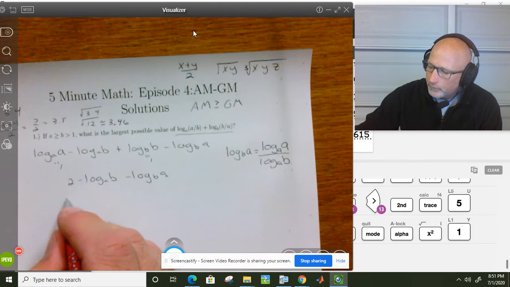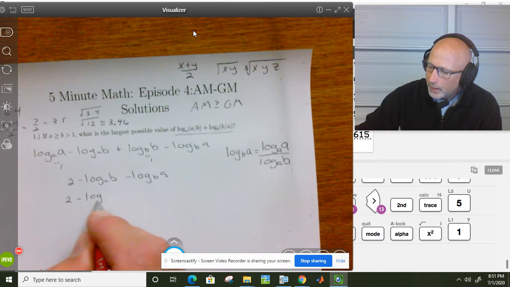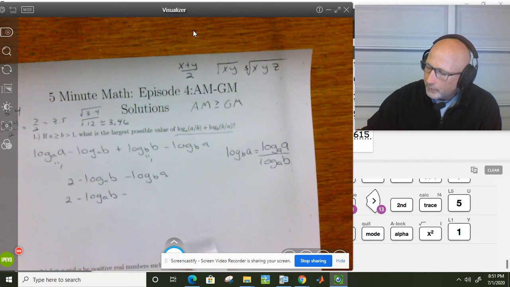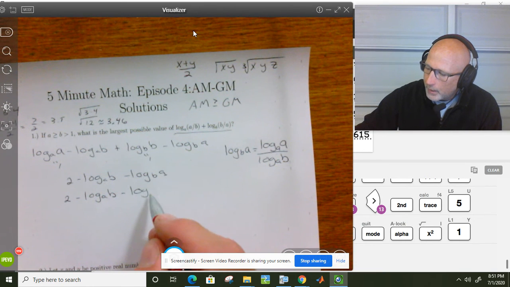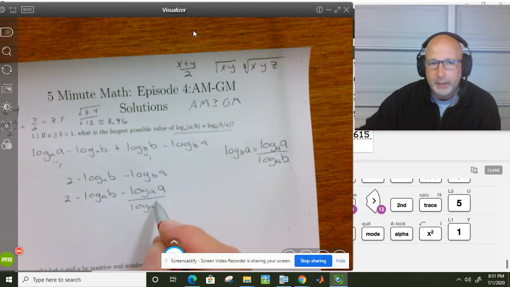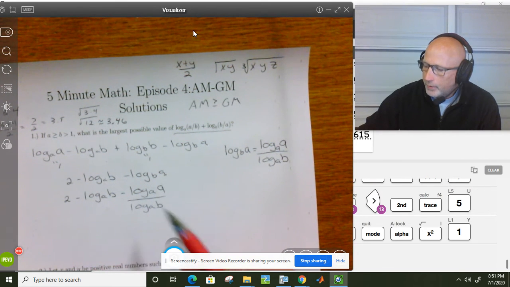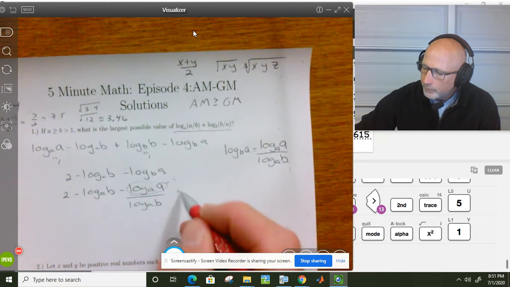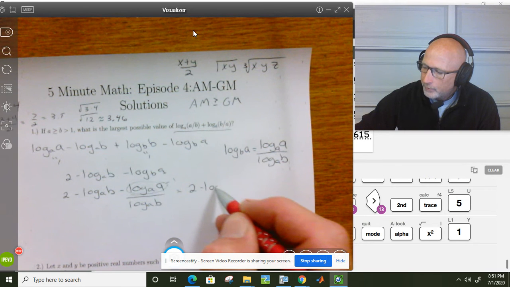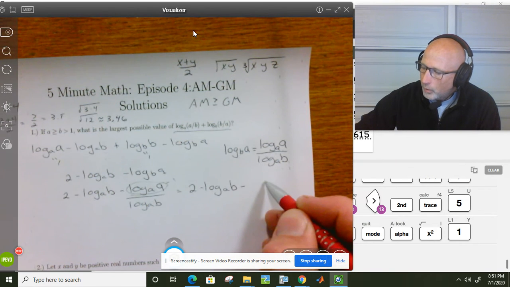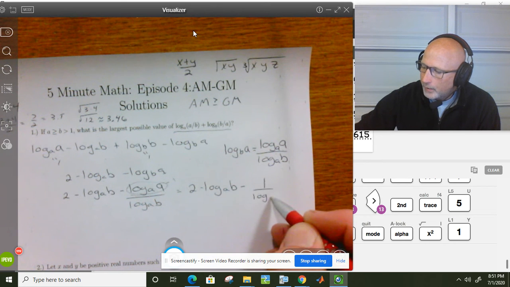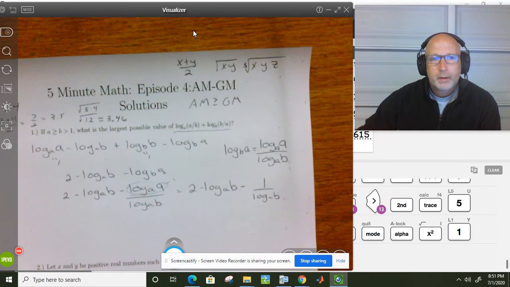So this turns out to be 2 minus log base a of b minus log base a of a all over log base a of b. Now, lucky for us, this is also equal to 1, this portion right here. So this gives me 2 minus log base a of b minus 1 over log base a of b. Okay.